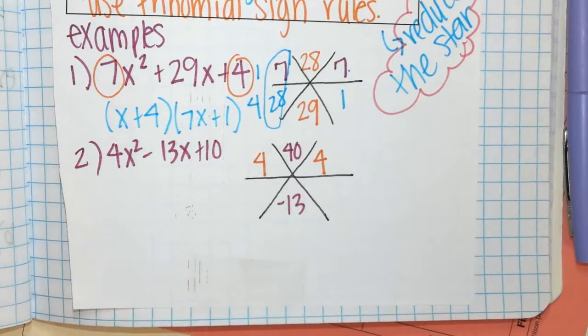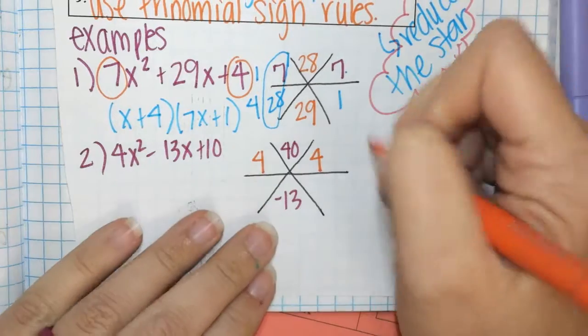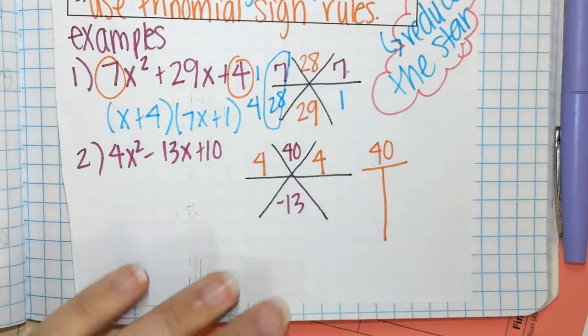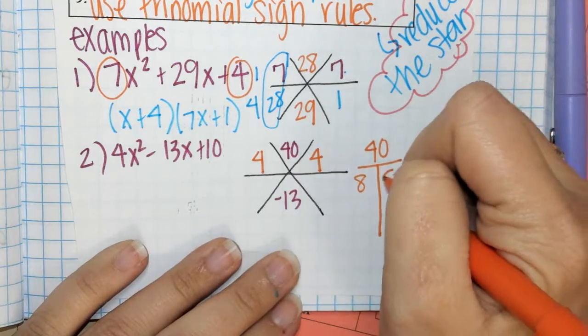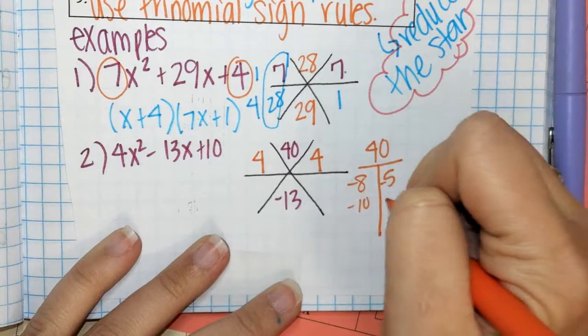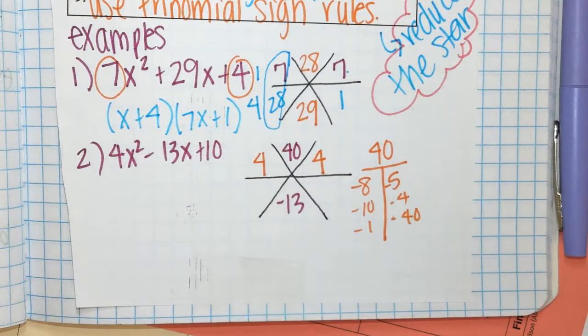Okay, now, since C is positive, both signs are going to match what? B. So both are going to be what? Negative. Alright, now let's list our factors of 40. What two numbers multiply to give us 40? 8 and 5. And they both need to be negative. What else? 1 and 40.